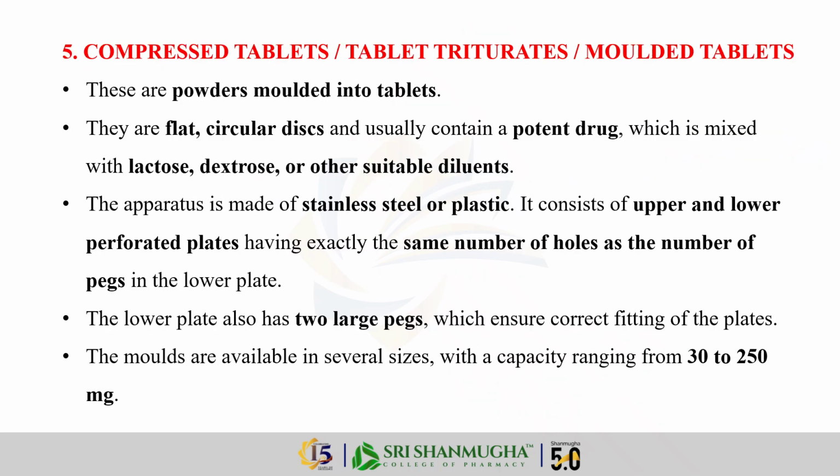Next one, compressed tablets. The compressed tablets are powders molded into tablets. They are flat, circular discs and usually contain a potent drug which is mixed with lactose, dextrose or other suitable diluents. The apparatus is made of stainless steel or plastic. It consists of upper and lower perforated plates having exactly the same number of holes as the number of pegs in the lower plate. The lower plate also has two large pegs which ensure correct fitting of the plates. The molds are available in several sizes with a capacity ranging from 30 mg to 250 mg.